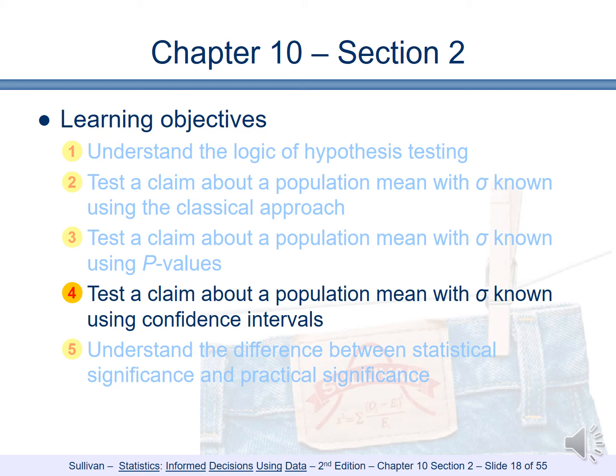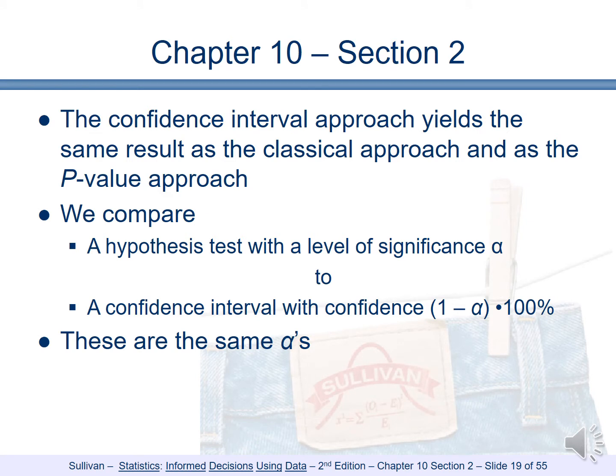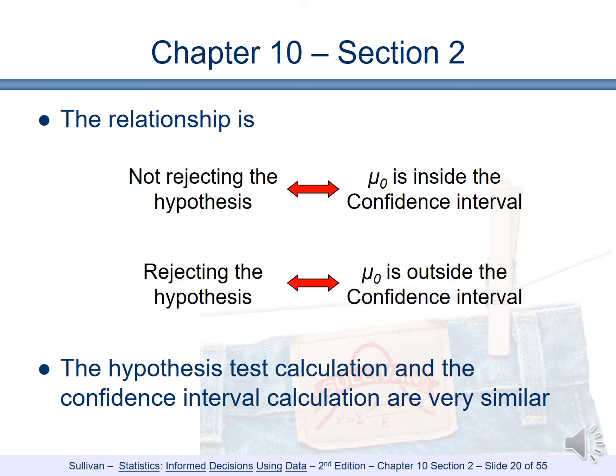All right, so test a claim about a population mean with sigma known using confidence intervals. We all know how to find confidence intervals in our calculators, so here's what it comes down to. The confidence interval approach yields the same result as the classical and the p-value approaches. We compare a hypothesis test at level of significance alpha to a confidence interval of (1 minus alpha) times 100. That's where we get alpha from in the first place. We do not reject if our mean is inside our confidence interval. We reject if our mean is outside the confidence interval.